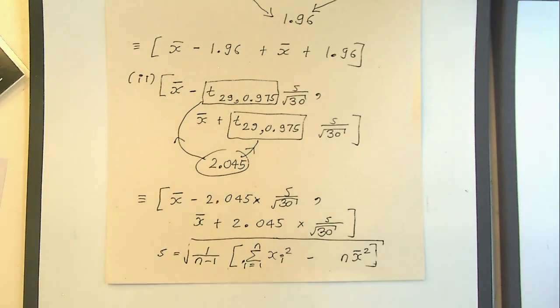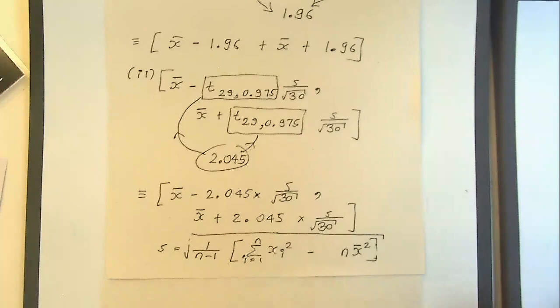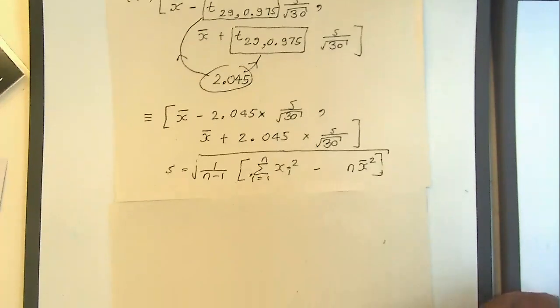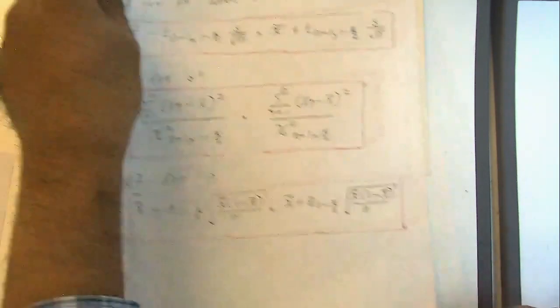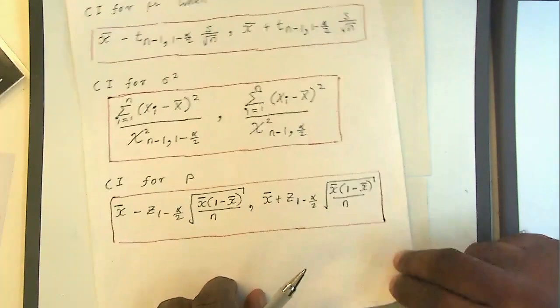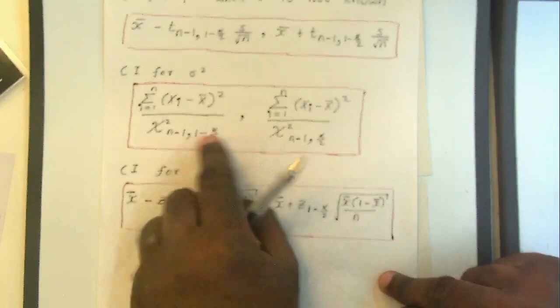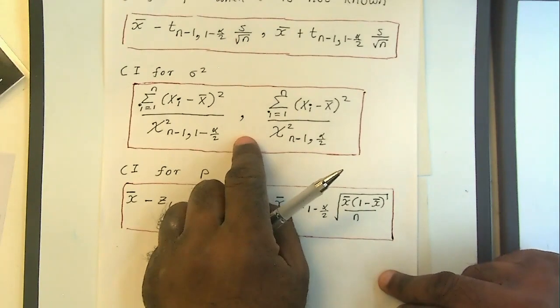Now part 2 is also asking you to find a confidence interval for... We're not finished with part 2 yet, because we need to find a confidence interval for sigma squared, which if you look at the formula sheet one more time, remember the formula sheet, right? This is the confidence interval for sigma squared, right? Yeah.